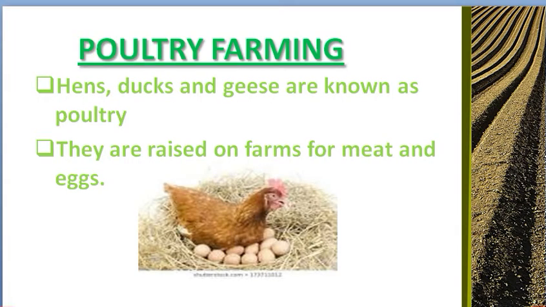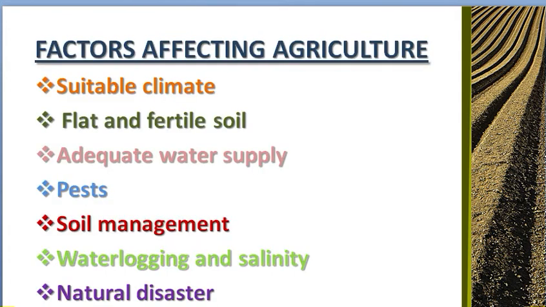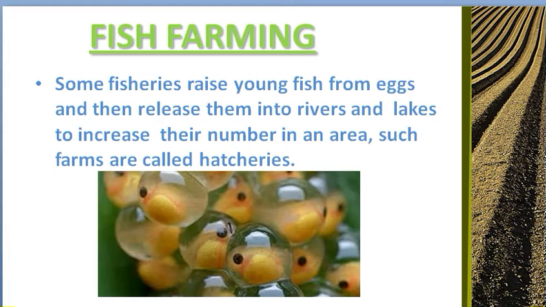Poultry farming. Chickens are raised in a controlled environment in poultry farms. Hens, ducks, and geese are known as poultry. They are raised on farms for meat and eggs, because we use meat and eggs in our daily life. Sorry, this slide was missed.